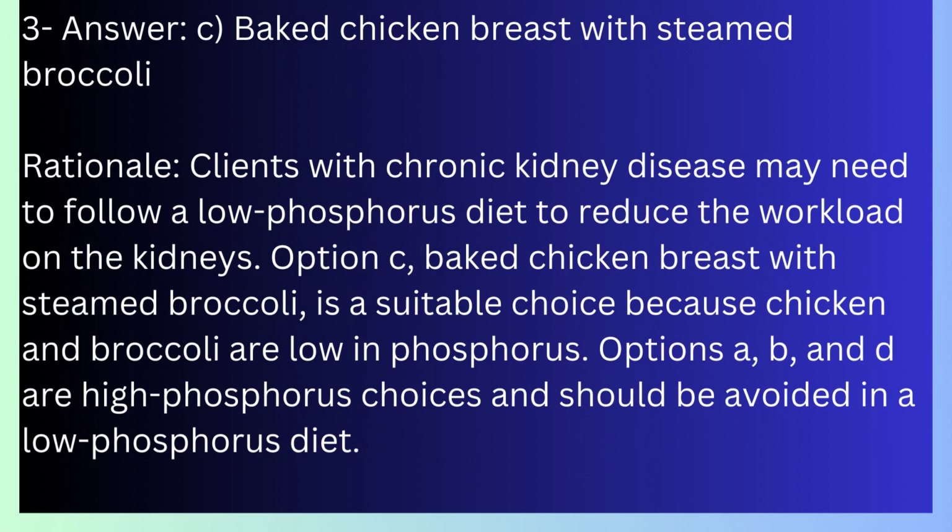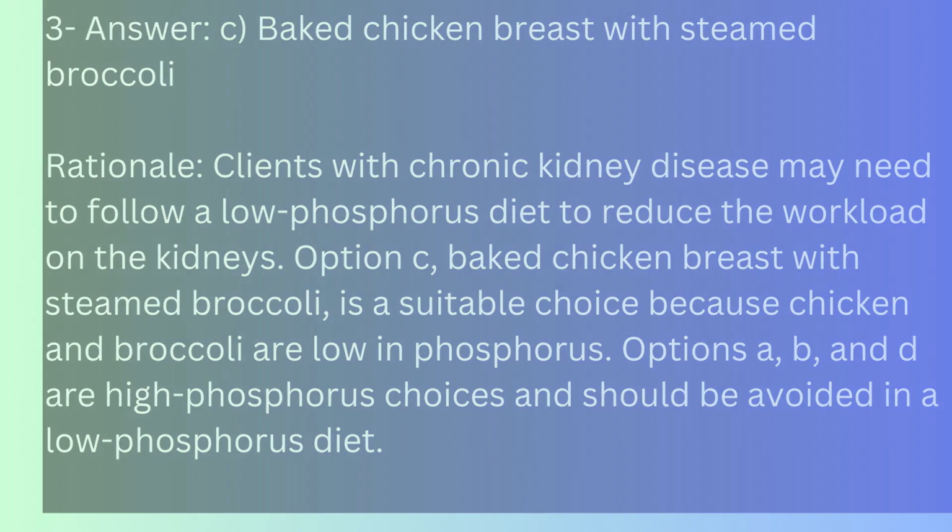Rationale. Clients with chronic kidney disease may need to follow a low-phosphorus diet to reduce the workload on the kidneys. Option C, baked chicken breast with steamed broccoli, is a suitable choice because chicken and broccoli are low in phosphorus. Options A, B, and D are high-phosphorus choices and should be avoided in a low-phosphorus diet.